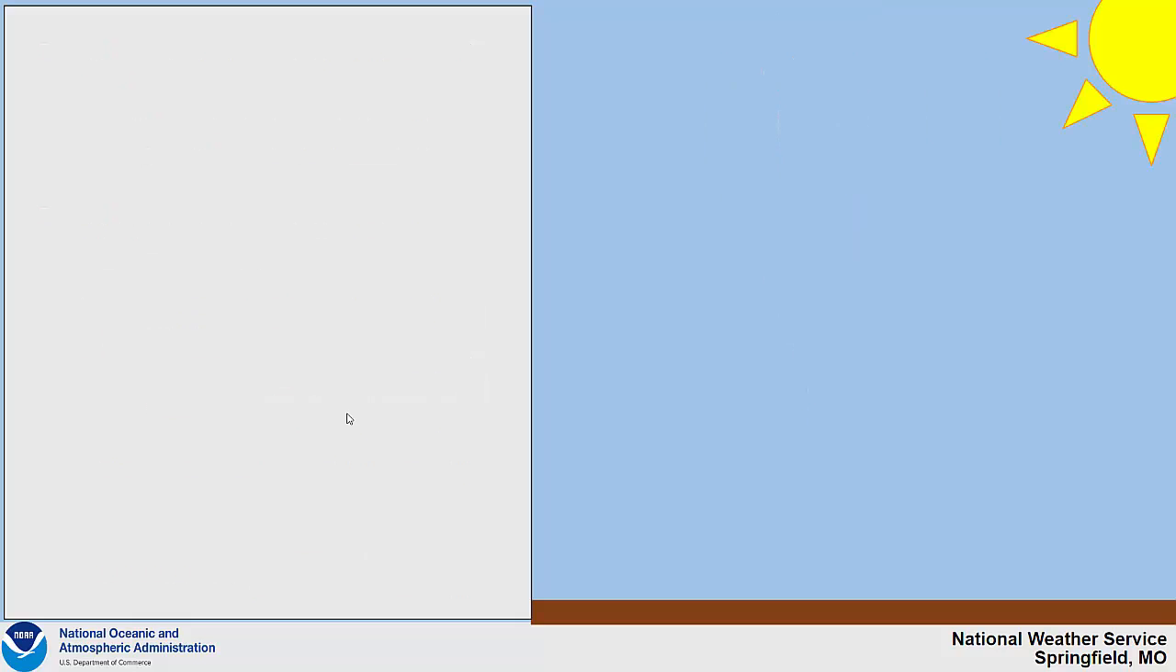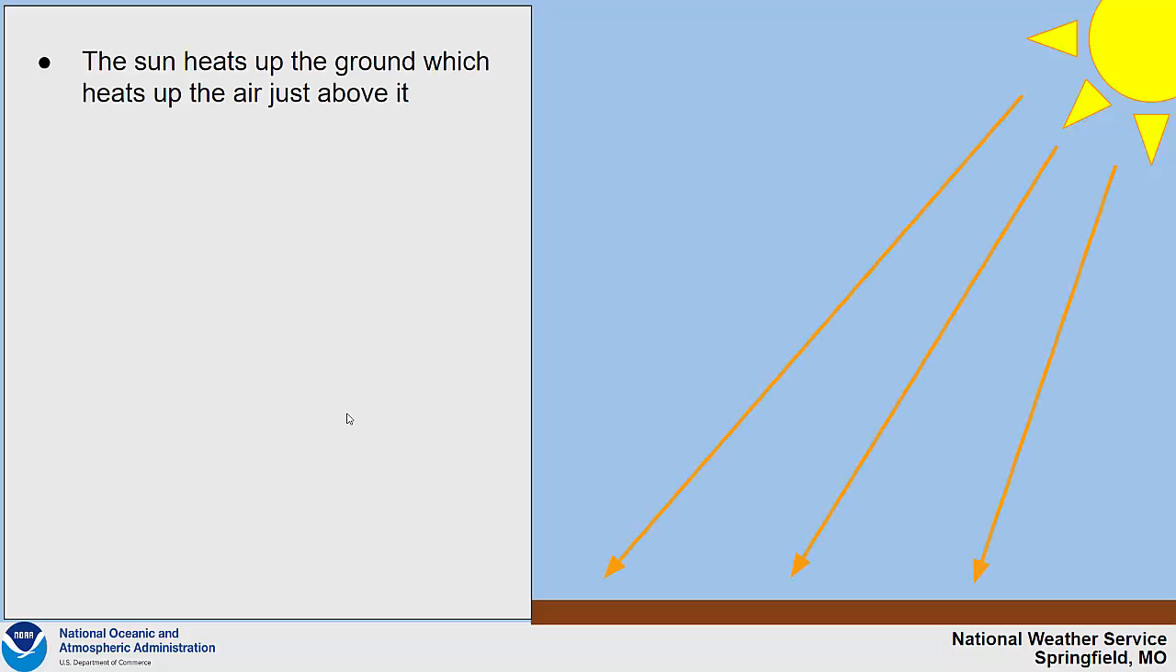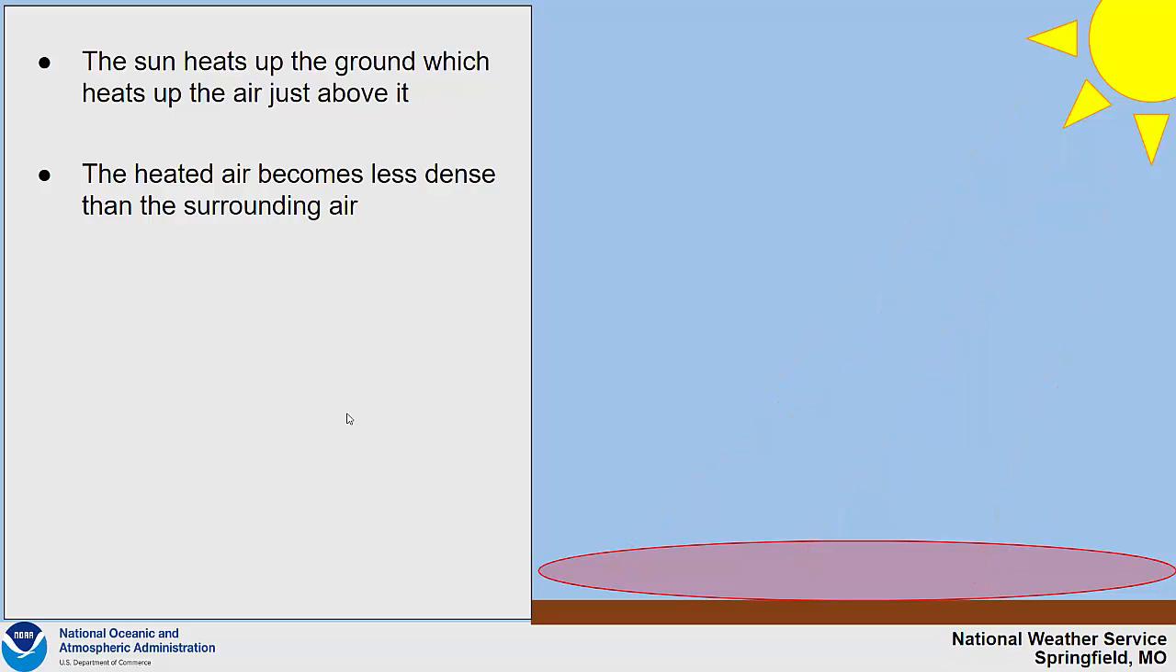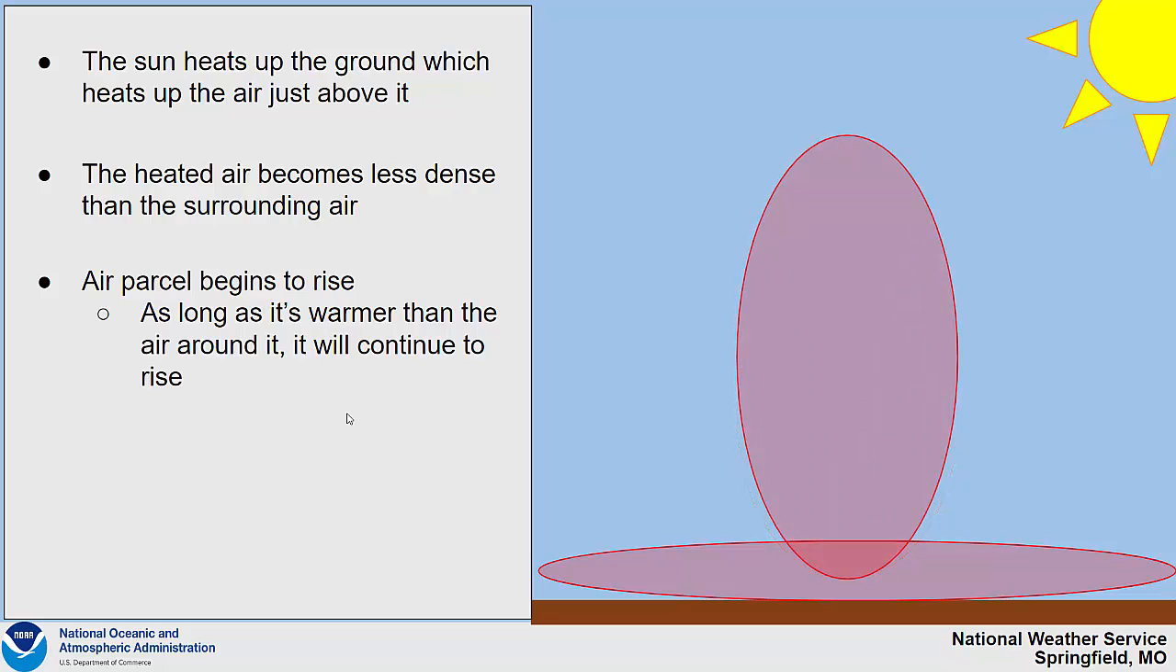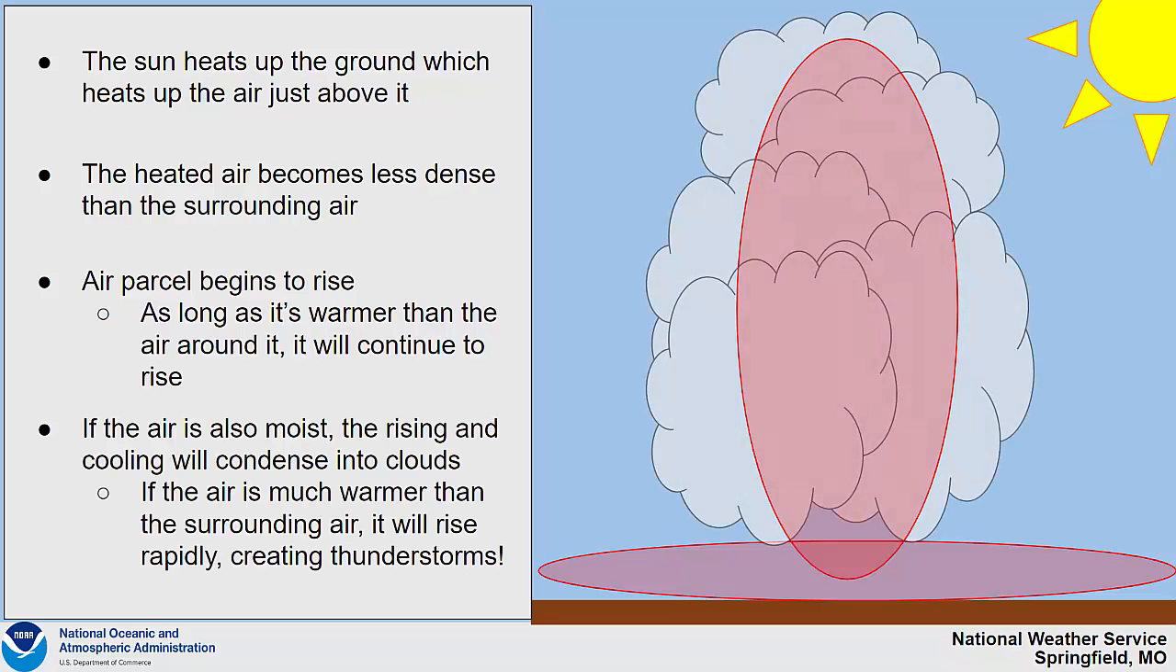Now let's bring that previous example to the atmosphere. First, the sun heats up the ground, which warms the air just above it. And as with the hot air balloon, the warmed air becomes less dense than the surrounding air. From this, an air parcel, or bubble, begins to rise. As long as this parcel is warmer than the air around it, it will continue to rise freely because it is less dense and therefore more buoyant. In other words, it floats up. If this air also holds a good deal of moisture, the rising and cooling will condense the moisture into clouds. And if the air parcel is much warmer than the surrounding air, it will rise rapidly and form thunderstorms.